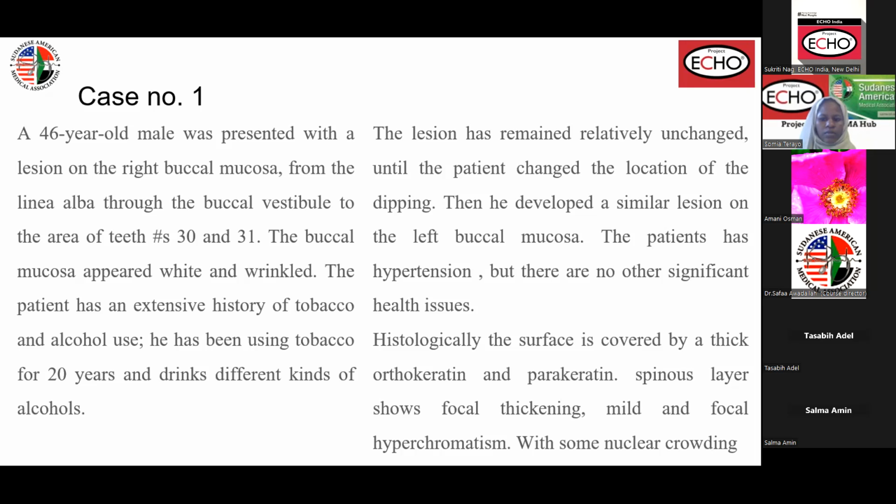The histology of the lesion showed the surface covered with a thick orthokeratin and parakeratin. The spinous layer shows focal thickening, mild and focal hyperchromatism is also noticed, as well as some nuclear crowding. I will show the pictures of both the clinical presentation and the histological presentation.